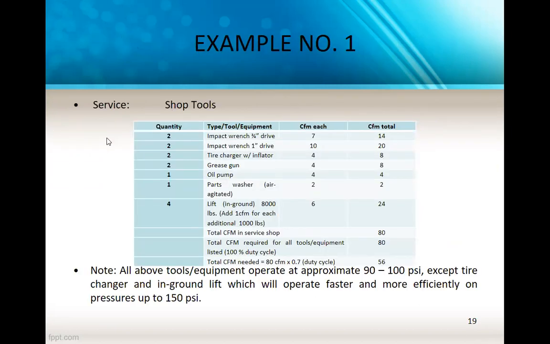Example number 1. Pagkuha ito ng total capacity. So, service, tap tools, quantity 2, type tool, equipment, impact wrench, ang CFM. Sa CFM naman tayo. CFM total, 2 times 7. So, this is a different approach. And then yung mga equipment. Total CFM and service, 80. Total CFM required for all tools, equipment, listed 100% duty cycle is 80.